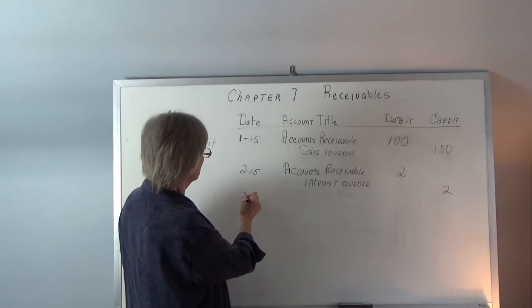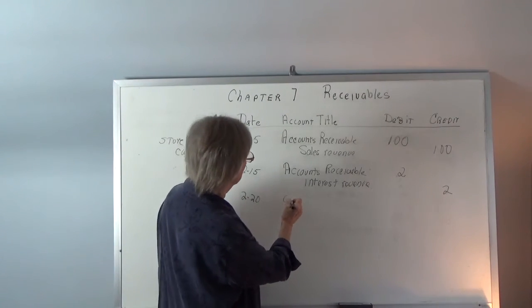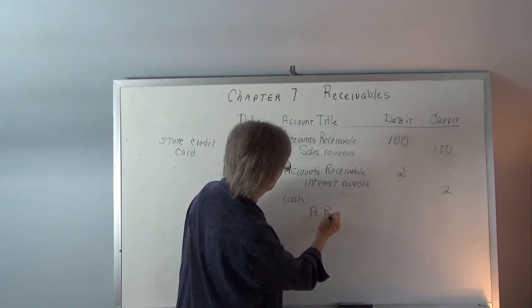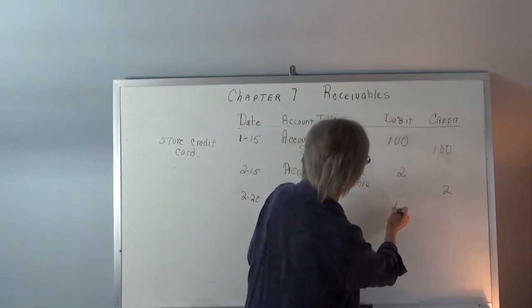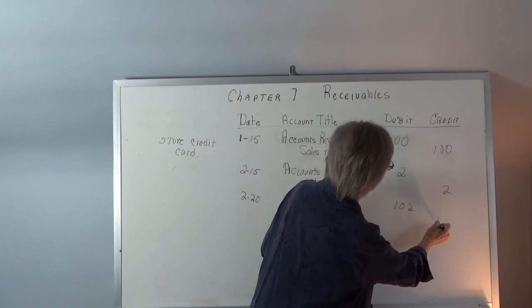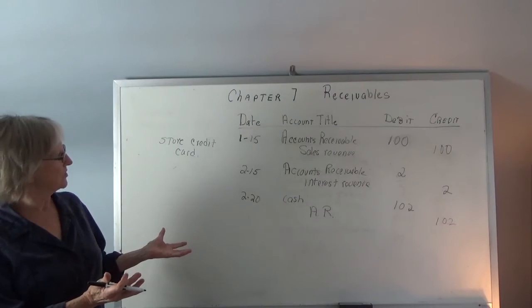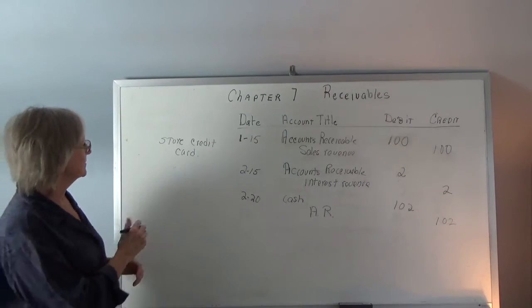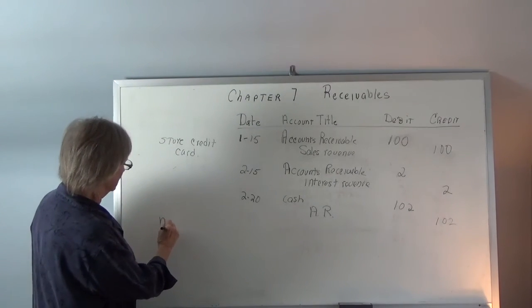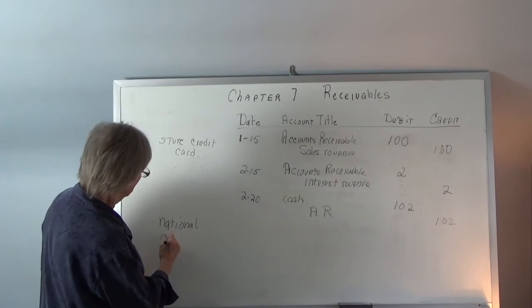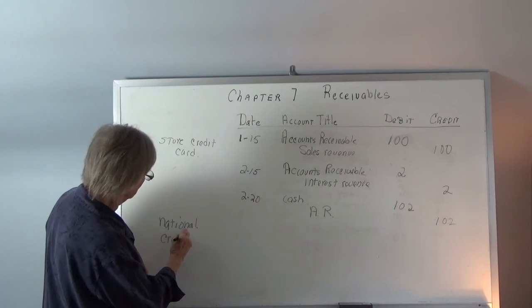So when the customer says, oh gee, I'm a little behind, I better pay this, the cash they will send, and the account receivable will be reduced for the 102, which is the current balance. Okay? So that's pretty straightforward. That's a store credit card. What if it's a national credit card? What's the difference here? This would be MasterCard, Visa, any of these.